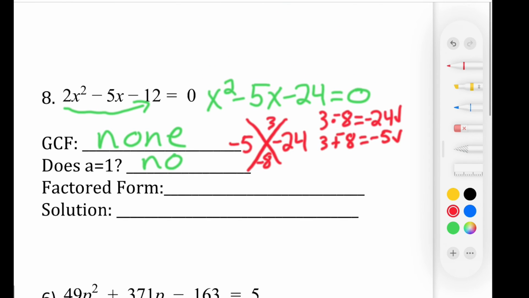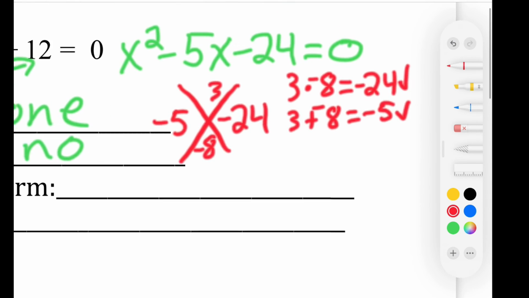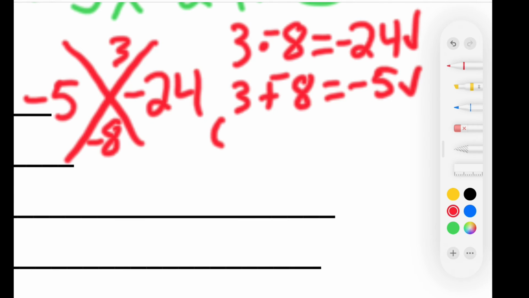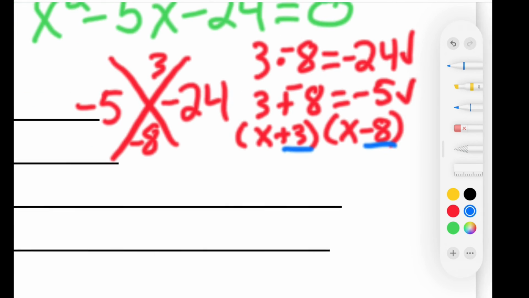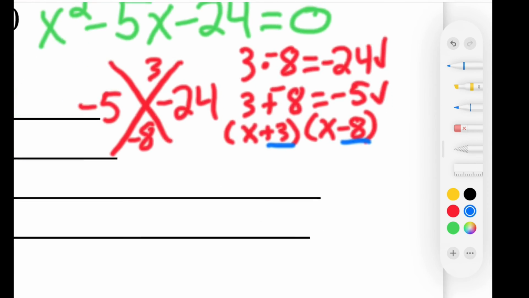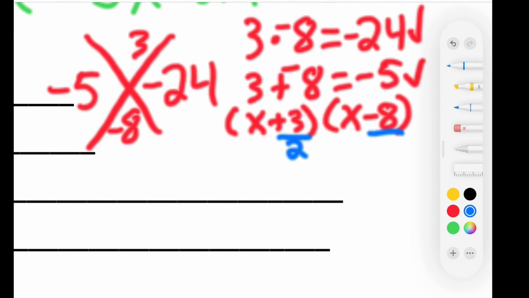So we did slide for this one, so we're having to slide and divide. So our magic numbers create a factored form of x plus 3 and x minus 8. But we're having to come underneath it and divide what we slid. And we slid a 2. So 3 divided by 2, 8 divided by 2. Can you simplify the fraction 3 over 2? No. So the 2 moves in front of the variable.